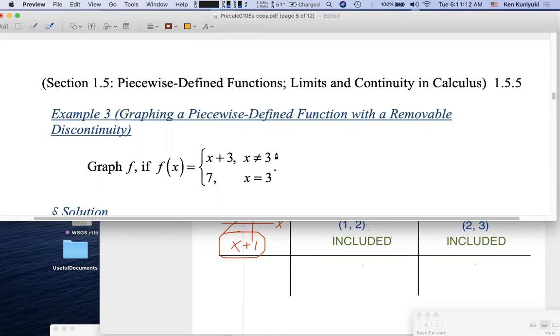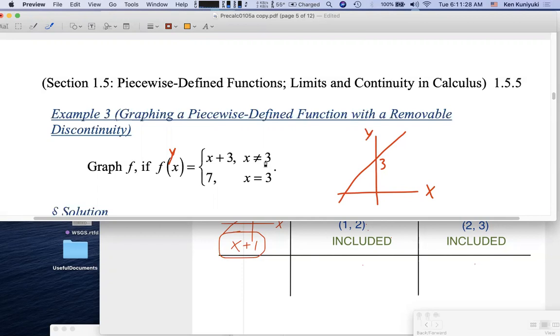Okay, the domain is all real numbers. How do you graph y equals x plus 3? Well, that's just going to be a slanted line, slope 1, with y-intercept at (0, 3). You should know that from section 0.14.